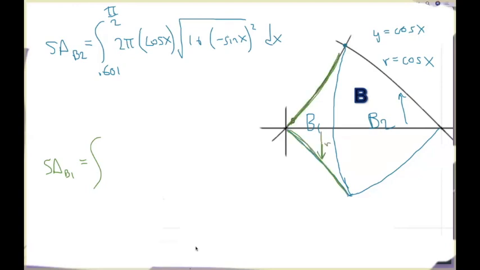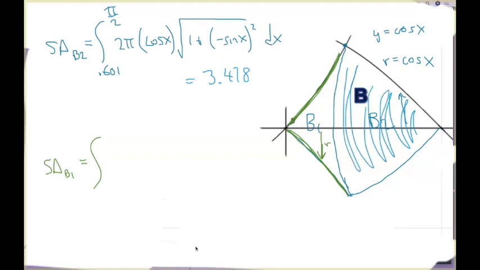Okay, hopefully your surface area was a value of, let's see, 3.748. No, 3.478. That's what I got as the surface area, the amount of paint it would take to cover up this volume of revolution. That would be square units. Now our surface area of the left side, what I called B sub 1.